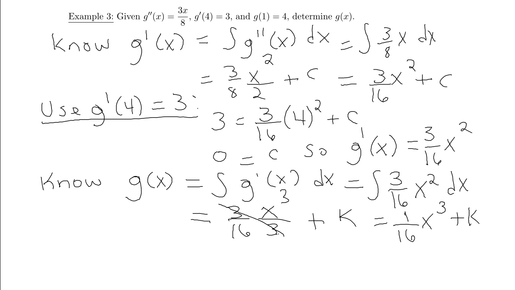But we do actually have some more information, right? We have some information about the original function. We know that g of 1 is equal to 4. And so now that we have what the original function is, we can use this information.